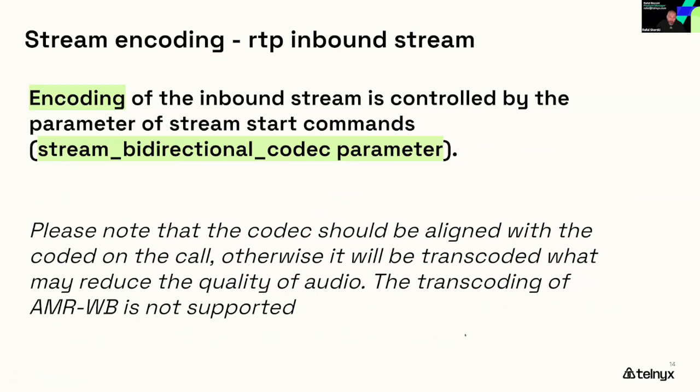And for streaming encoding, for the inbound stream, so the stream from you to us, you can set it as part of every command. For every command, we have a parameter called streaming bidirectional codec. Using that field, you can set the codec that you are going to use for sending us the RTP stream. You can use HD codecs and any codecs that are supported. Please be aware that if it's not aligned with the codec on the call, it will be transcoded, which means that the quality might be reduced.